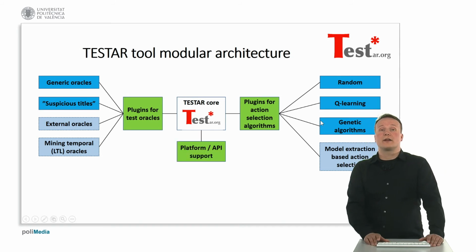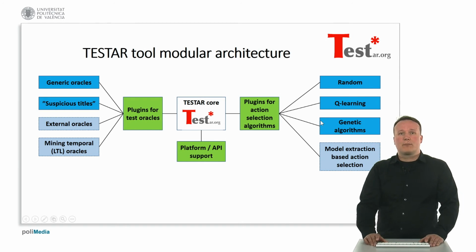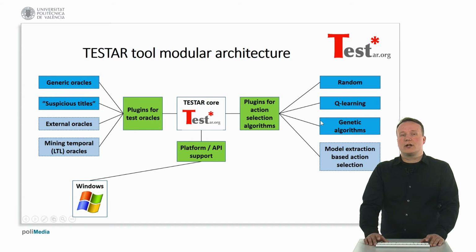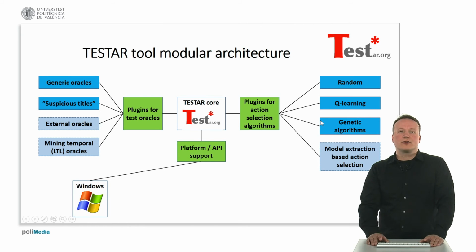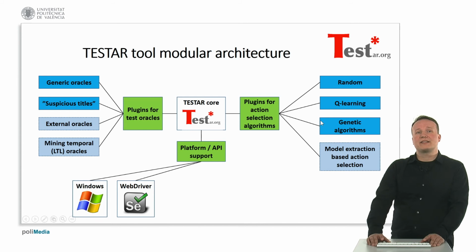The third direction for TESTAR extensions is platform or API support. By default, TESTAR is using the Windows UI Automation API to access what is actually visible on the user interface, and also for the interaction with the system under testing. But the problem is that not all applications are based on Windows. There is also an implementation that is using WebDriver, and that works quite well for web-based applications.